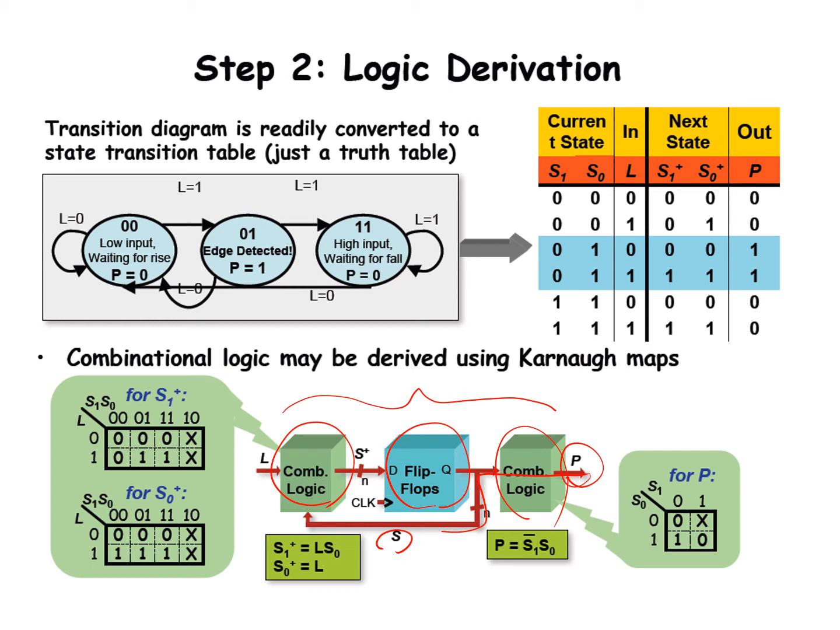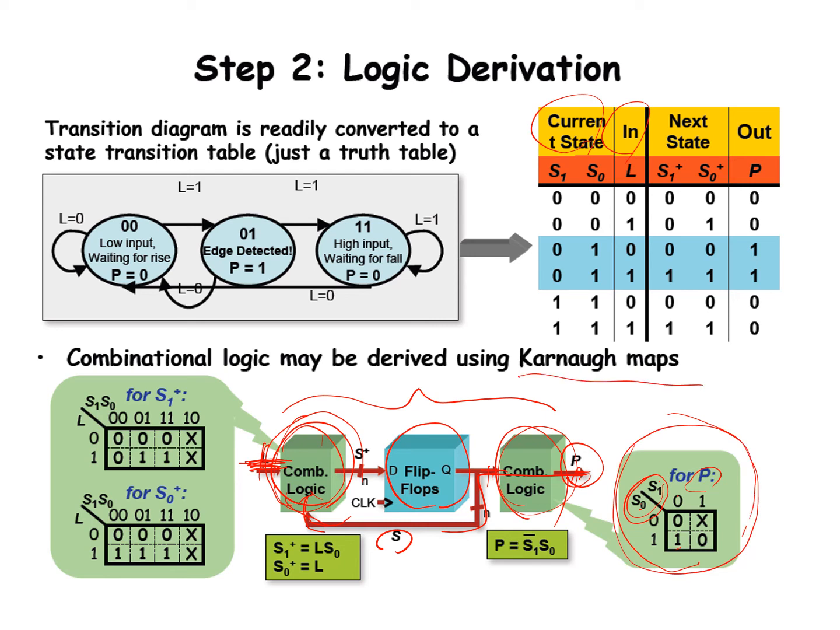For combination logic design, we have to know the input here. The first combination logic receives the input L and also the current state, right? S, current state, and input. So the next one will receive the state and then output. For every state variable, depending on S0 and S1, we will determine the output P, right?